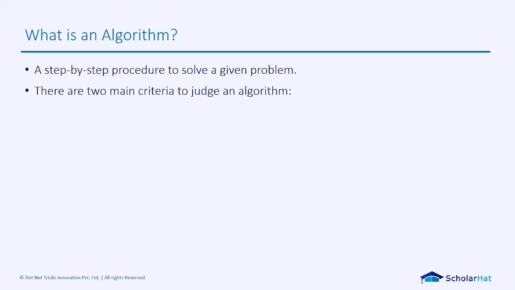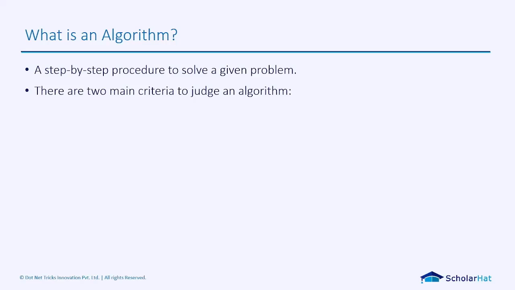Now the question arises: what is an algorithm? So till now we have seen what the different data structures are and what operations we're going to apply. Now the first question is, what is an algorithm then? An algorithm is a step-by-step procedure to solve a given problem. That is what an algorithm means.